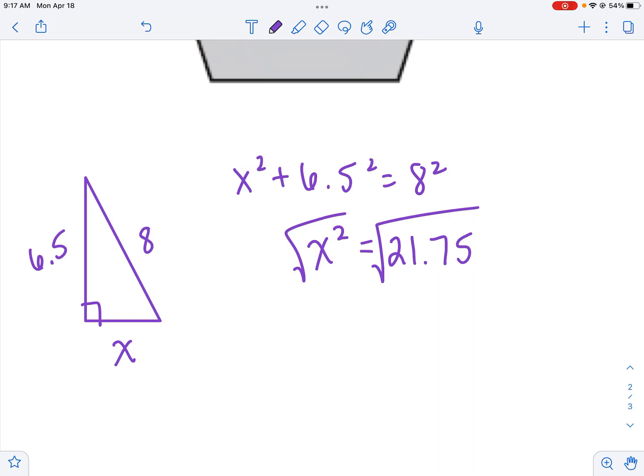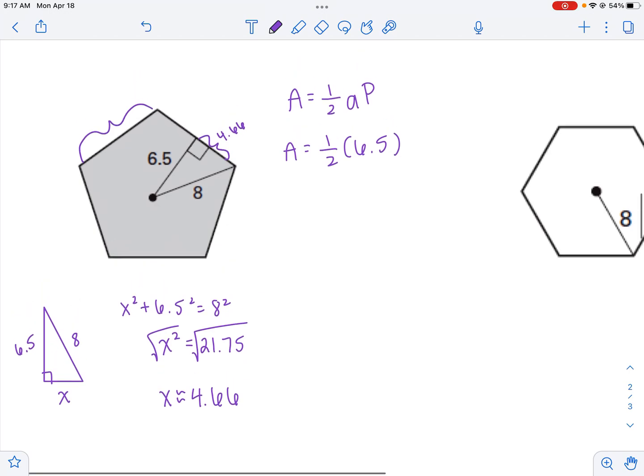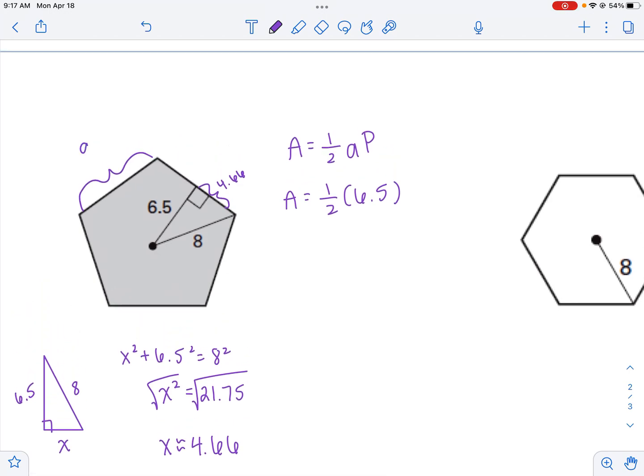So you get 21.75, but remember to square root it. And whenever we square root it, we get that x is about 4.66. Now I need to be careful because that's not the perimeter. In fact, 4.66 isn't even the full side. 4.66 is just that part of it. So if we asked ourselves, what's the full side? 4.66 times 2, that'd be 9.32.